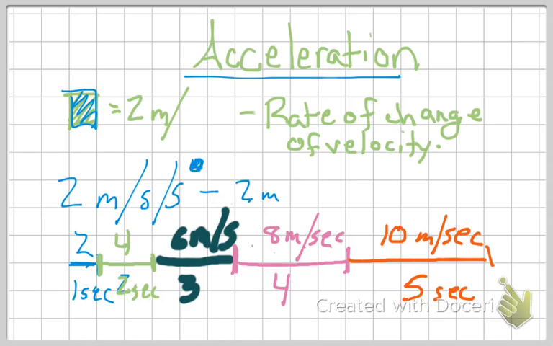As you see, my speed has increased every second by 2 meters per second. And that's what acceleration is. It's an increase of speed. It's not a constant rate of speed, but the rate at which I get faster.